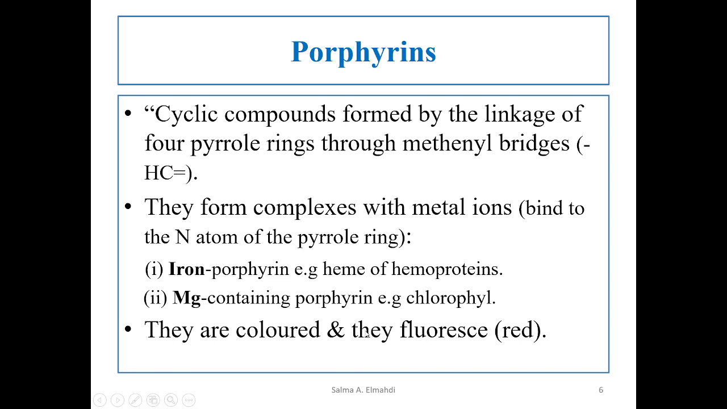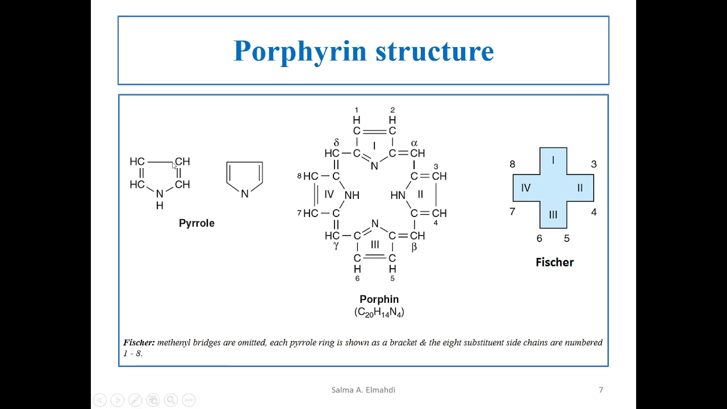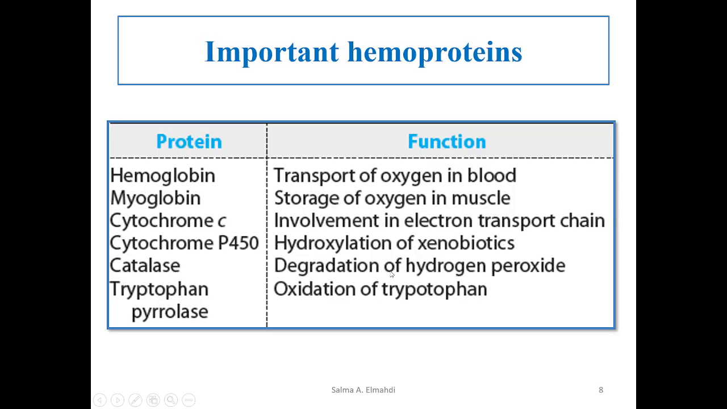Iron porphyrins, that contain iron, of course, the examples are heme of hemoproteins and also myoglobin, and magnesium containing porphyrins occur in chlorophyll in plants. Porphyrins are colored and they have the ability to fluoresce, giving red color. And this is a pyrrole ring, and this is porphyrin, and this is Fischer representation of porphyrin.